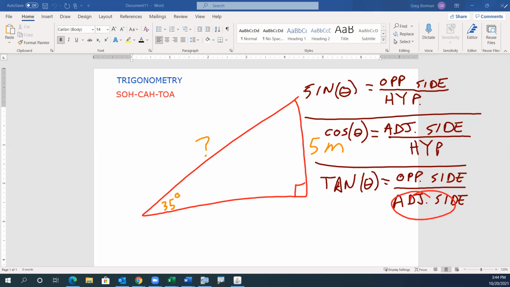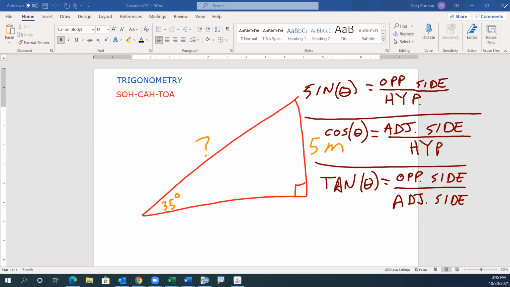Now adjacent is going to be the only side left, which will be this one right here. If two things are adjacent, it means they're right up against each other. And let's be honest, this side right here is right up against that angle, whereas this side is not. So that's how you determine what's opposite and what's adjacent.